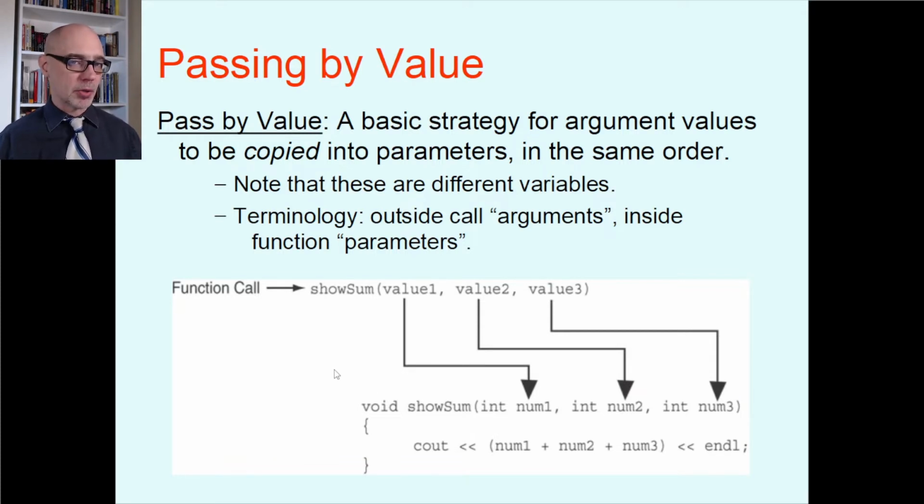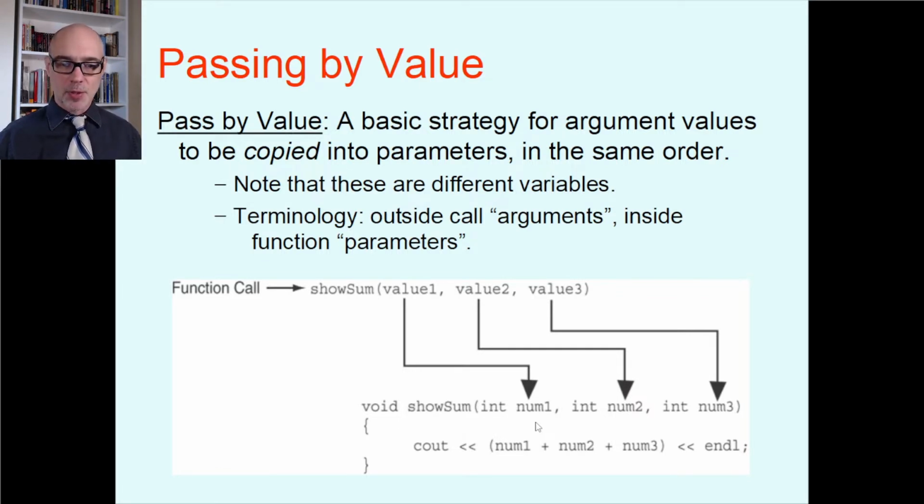So the next question I usually ask my students is, for everything that's on screen here, how many variables are there? How many total variables are in view right this second on screen? And the answer is 6. In the main function, you've got value1, value2, value3. Inside your showSum function, you've got num1, num2, num3, and those are all different variables. They're different locations in memory for storing information.